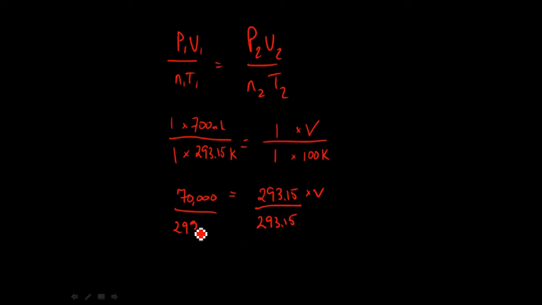Dividing both sides by 293.15, I'm going to find out that the volume should be equal to 239. What units do I use? Well, the same volume units I used before, milliliters.